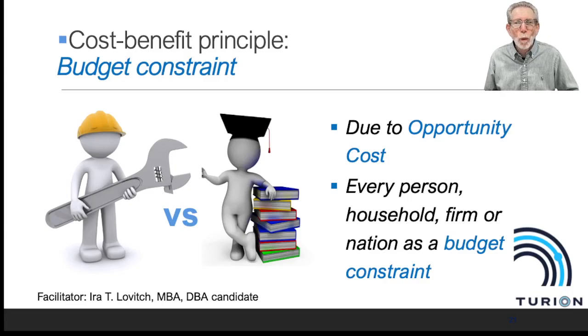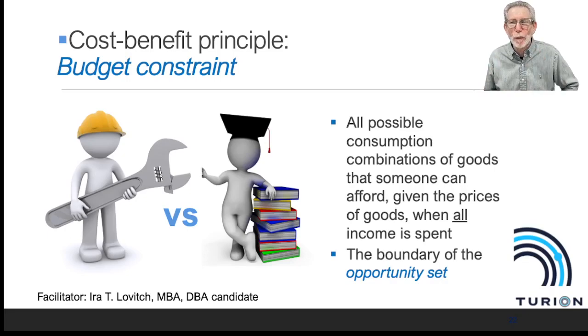Every single one of these players, as we've called them, has to come up with a combination that can be afforded given the prices of everything when everything is going to be spent. And that boundary, that frontier, that limitation is called the opportunity set. All the possible combinations that could be obtained.